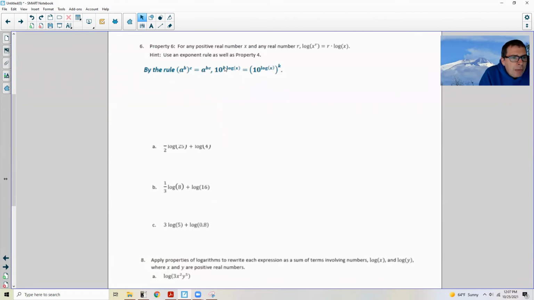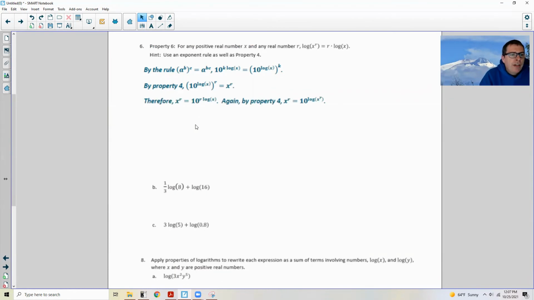So 10 to the power of k times log of x is going to equal 10 to the log of x to the power of k. Okay, it's a power rule. So by property 4, 10 to the log of x to the power of r, 10 base log x is just going to be what we're taking the log of, which is x, and that's going to be the power of r. Okay, hopefully that makes sense to you.